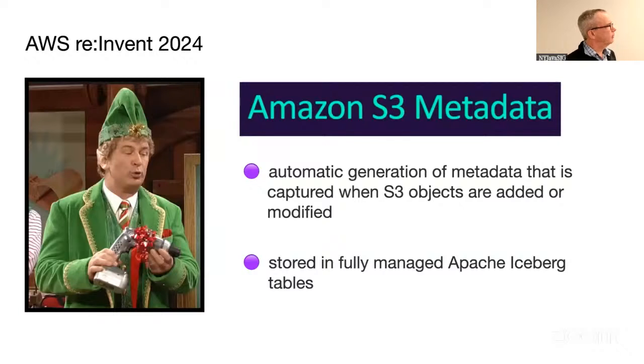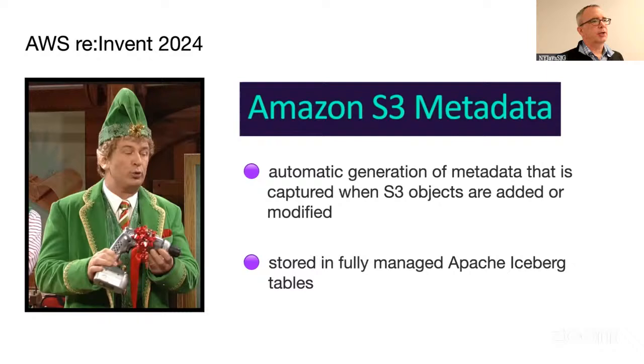The other big announcement was this thing called S3 Metadata. And S3 Metadata is a way to capture system-generated metadata about your S3 objects. So it gives you some system attributes that are automatically generated, but you can also add custom metadata as well. And what's cool about this is that all this metadata gets published as Iceberg tables, which then means you can use your favorite Iceberg-compatible query engine to write queries to retrieve things from the Iceberg tables.